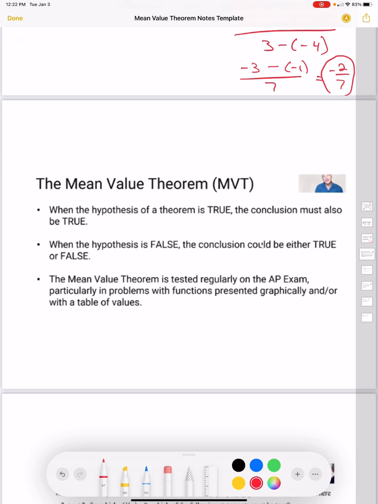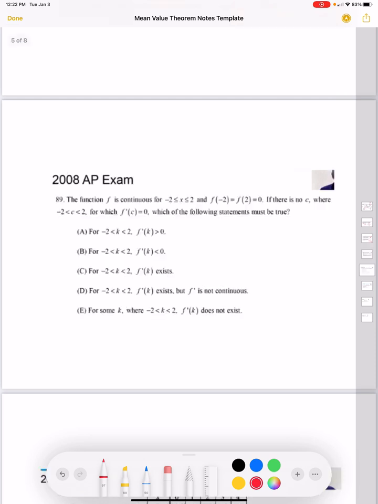So when the hypothesis of a theorem is true, the conclusion must also be true. When the hypothesis is false, the conclusion could be either true or false. And here's your most important statement. The mean value theorem is tested regularly on the AP exam, particularly in problems with functions presented graphically and/or with a table of values. Let's look at this problem from the 2008 exam.